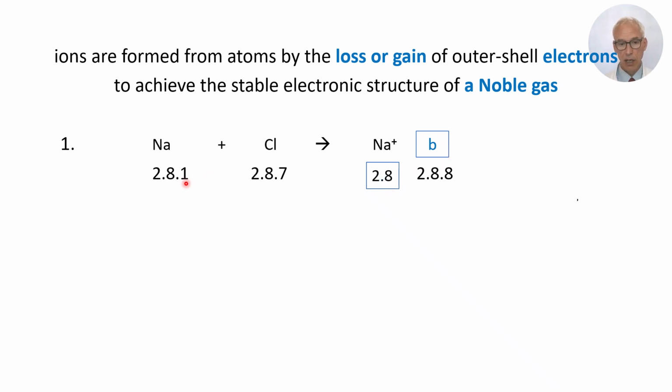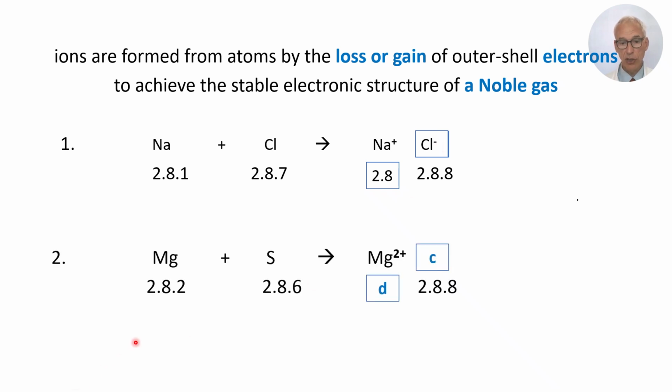Okay, so A, sodium has lost its outer shell electron to become 2,8. Chlorine was 2,8,7, now 2,8,8. So chlorine has gained one electron. It is negatively charged by 1. Let's have a look at another example. Magnesium and sulfur making magnesium sulfide. Can you identify C and D? Stop the class. Come back to check your answers when you are ready.